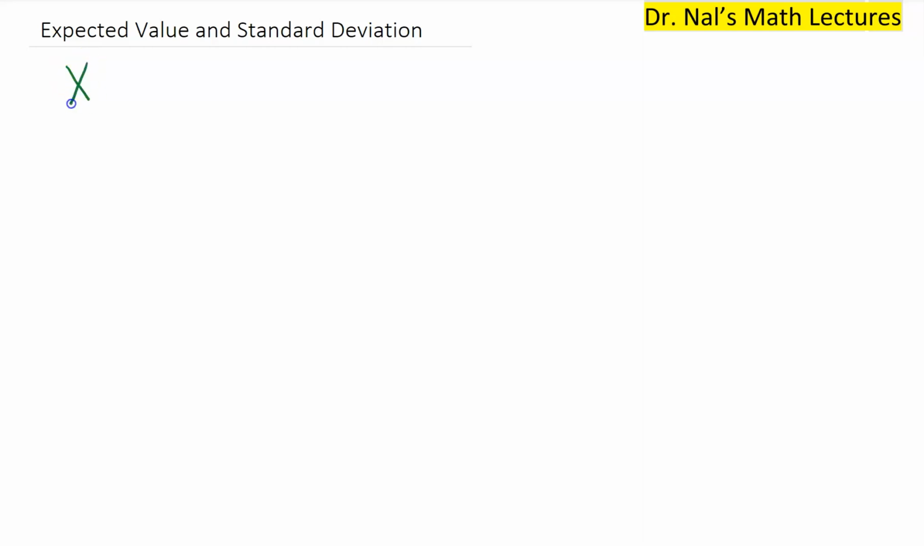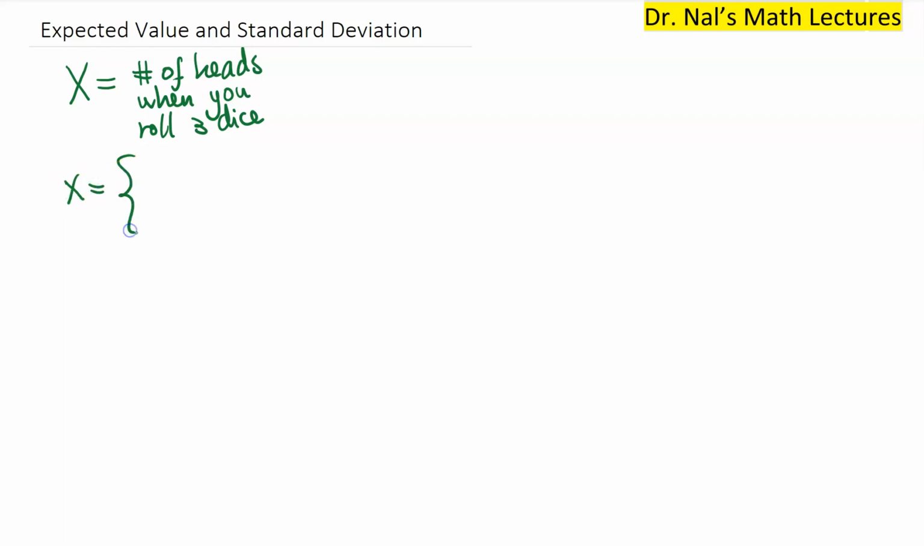Consider the random variable x, which counts the number of heads when you roll, I should say, 3 dice. So we know that when you roll 3 dice, x will take one of the following values: 0, 1, 2, or 3. Meaning when you flip a dice 3 times, or flip 3 dice simultaneously, either you will get no heads, or 1 head, or 2 heads, or 3 heads. For instance, if you got 1 head, it means the other 2 came up tails.